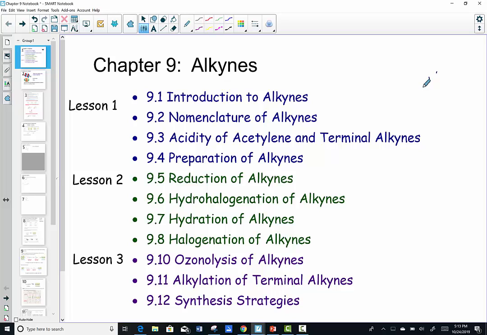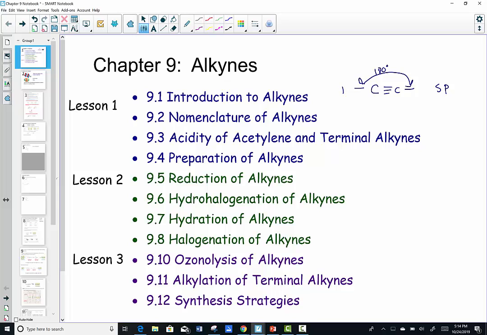Lesson 1, in this particular video, we're going to focus on the introduction to alkynes, remind us about their sp hybridization and their 180-degree bond angle. In this section, we'll explore that sp hybridization in terms of 1 sigma and 2 pi bonds with that 180 degrees, a very linear relationship between the carbons. We'll practice nomenclature of the alkynes, acidity of the acetylene and terminal alkynes.